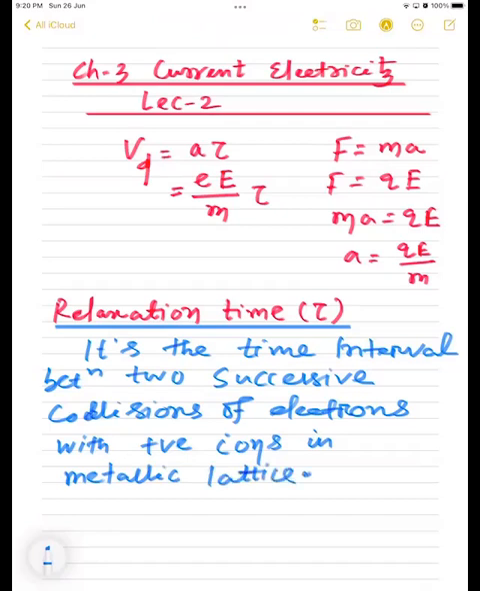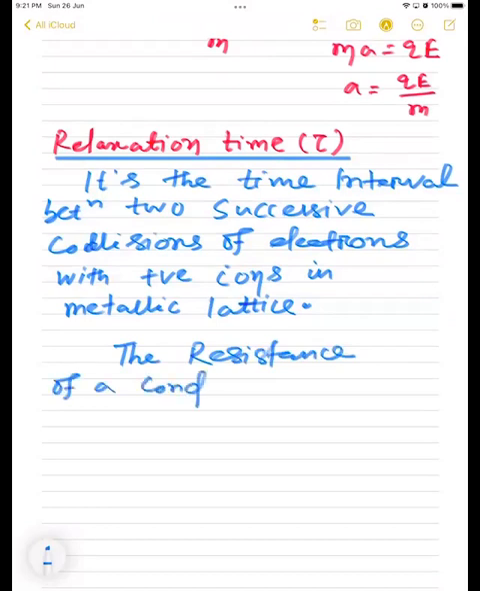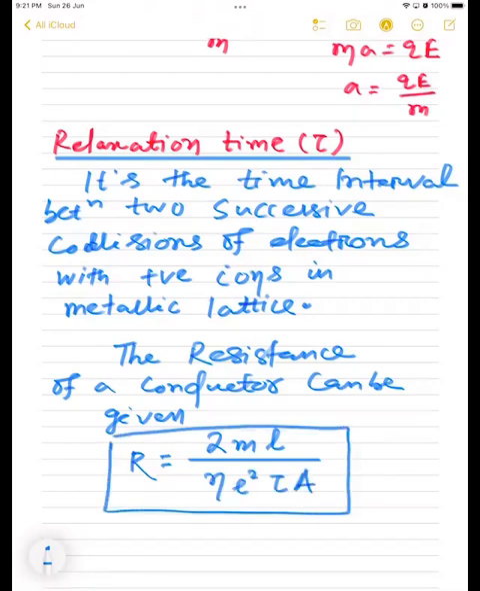Correct. So in that way, you can write the resistance of a conductor is given by, right? The resistance of a conductor can be given, write the expression, students: R is equal to 2ml divided by n square e square tau into A. Just keep this formula in mind.